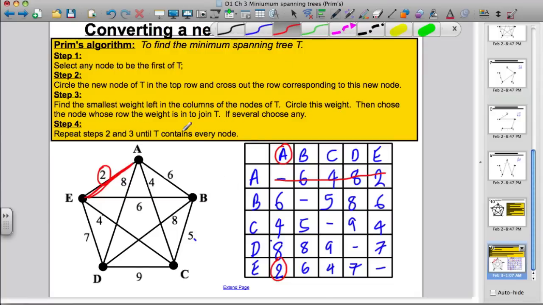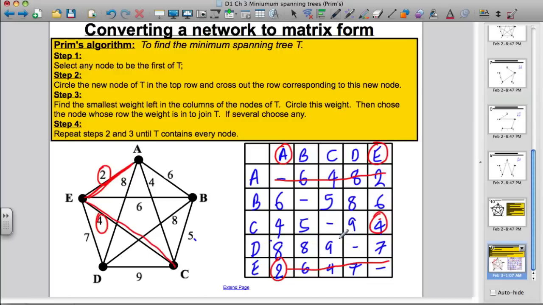Now it says repeat steps 2 and 3. Circle the new node of T in the top row. The new node is E. And it says cross out the row that corresponds to this. So cross out now the rest of row E, apart from the one you've circled. And then it says find the smallest weight in the columns of the nodes of T. A and E are currently in T. So 6, 4 and 8, 6, 4 and 7. So I'm going to pick the smallest one of these. Now there are two 4s, I can choose any. So I'm going to choose that 4 there. Therefore that includes EC of 4 into my minimal spanning tree.